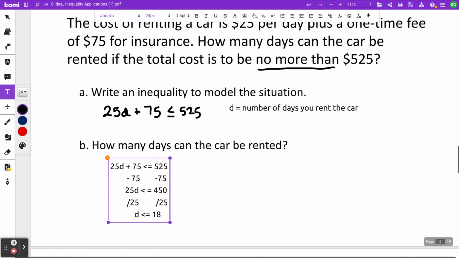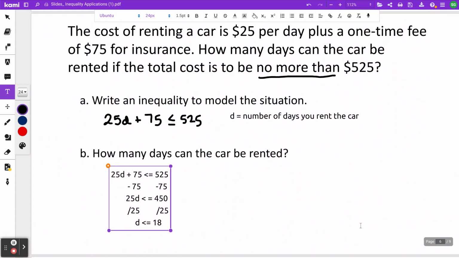So this right here is a perfect example of combining what we've learned about looking at a story, representing it with an inequality, and then using this skill of being able to solve an inequality to help us figure out some helpful information. If you've got a budget, it's helpful for us to know what's that maximum number of days you could have the car.